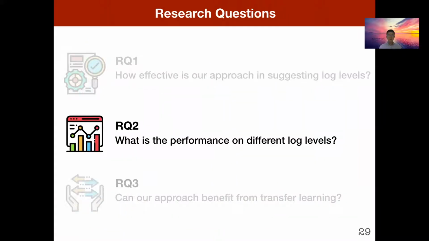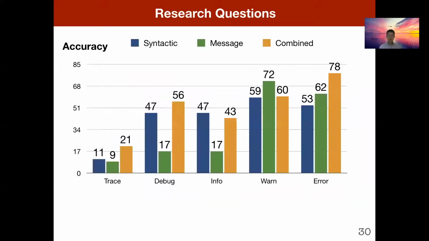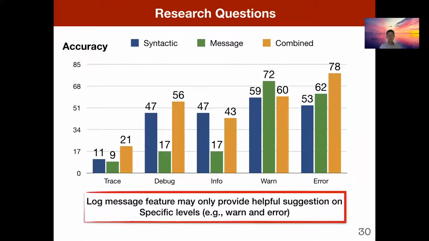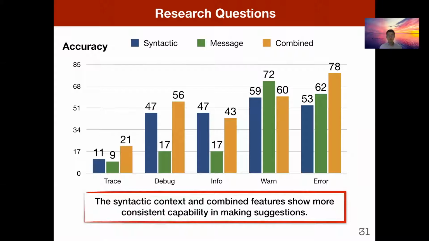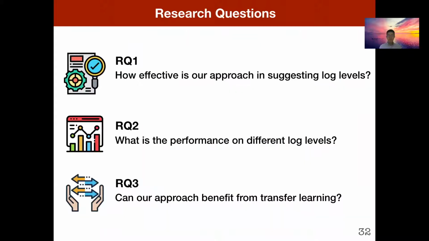And then in RQ2, what is the performance on different log levels? The bar chart shows the accuracy of our 3 features divided by the actual log levels. From the chart, we can find that overall, syntactic and combined features have much better accuracy than the message feature in most of the levels. The log message feature may only provide helpful suggestions on some specific log levels, such as warn and error level. And the syntactic context feature shows more consistent capability in making suggestions.